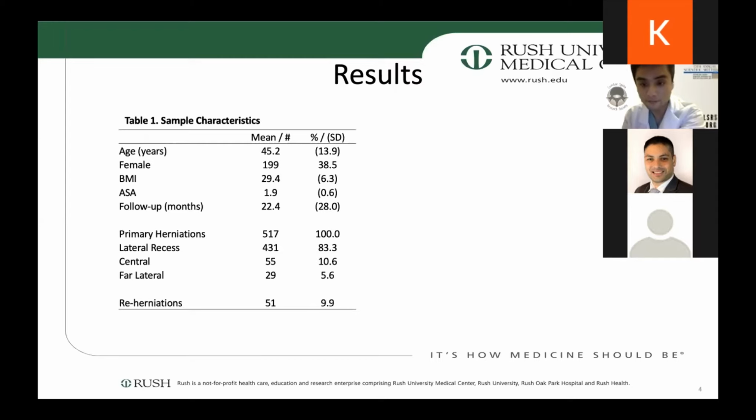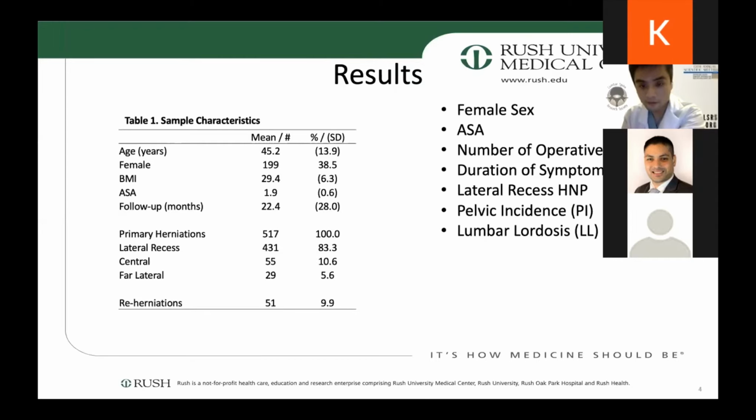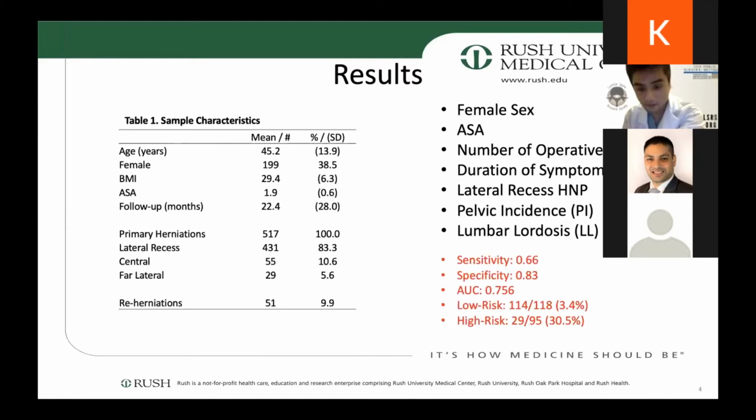When building the model, these were the variables identified as significant: female sex, ASA score, number of operative levels, duration of symptoms, the type of herniated nucleus pulposus, in this case lateral recess, as well as a couple of radiographic parameters. When testing our model, we identified a sensitivity of 0.66, specificity of 0.83, a decent AUC score, as well as pretty good accuracy.